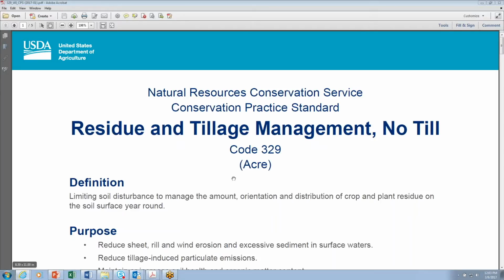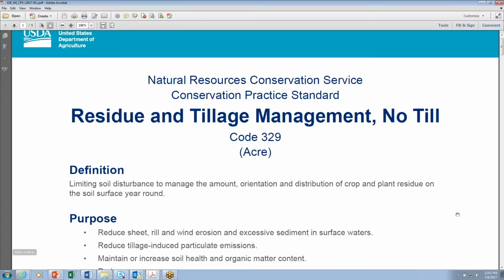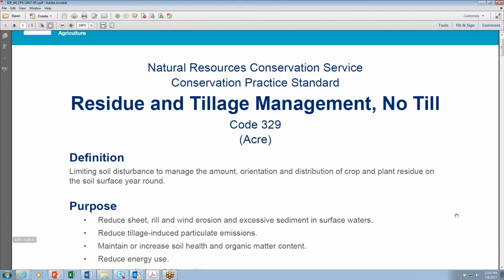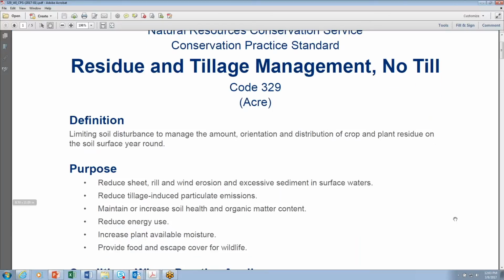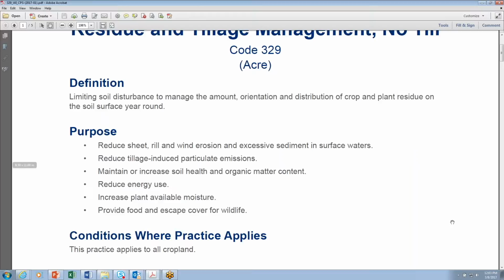So I want to start out, we're going to dive right into the no-till practice standard, and that is 329. And as I stated a minute ago, this also incorporates the strip till, we call it zone till, same difference, where we just have a very small surface area disturbance. So we'll talk more about how you can define what's what out there, but for now I'm just going to focus on the practice standard itself. So the definition is obviously a limitation of the soil disturbance, and the management of the amount, the orientation, and the distribution of those crop plant residues on the soil surface. That's it in a nutshell, what the 329 standard is about.